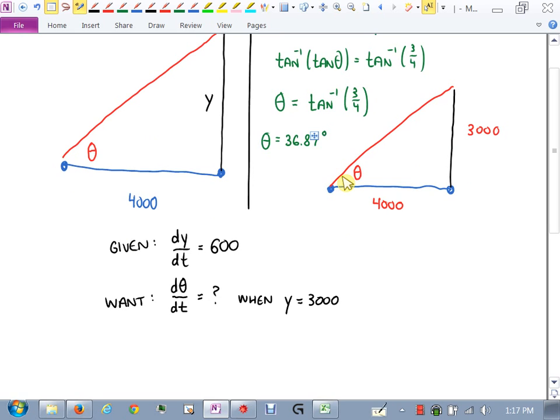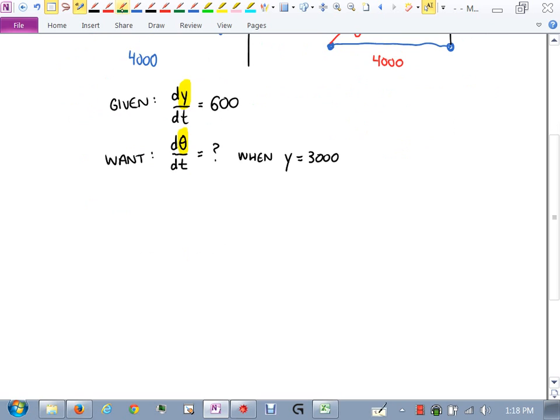Now, let's get the equation. How are you going to relate that y to that theta? How do you relate this y to this theta? Same exact equation, right? Tangent. Tangent relates this side over this side. I know this side. It's 4,000. So it's probably going to be useful for me to do that. I know tangent theta equals y over 4,000.